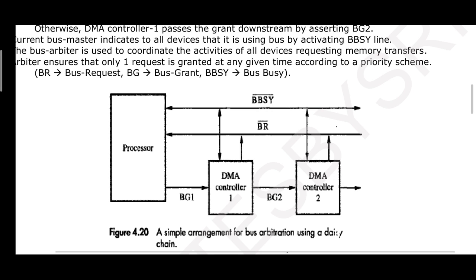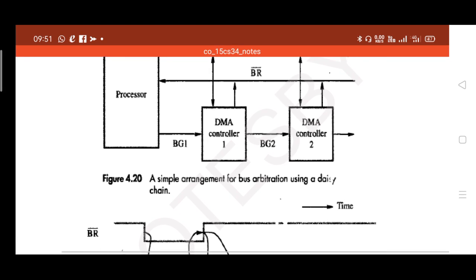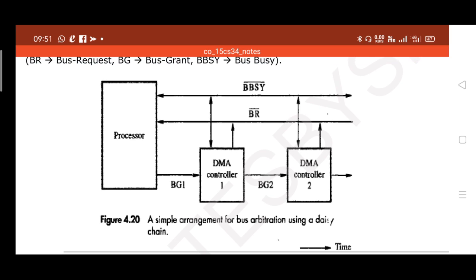If the bus is free, definitely an acknowledgement will be sent to the particular device saying bus granted. BG stands for bus grant signal. Once the bus grant signal is sent, immediately the bus busy line will be activated to indicate to the other participants that the bus is granted to so and so member. You have to wait till the completion of its process. Very simple concept. Please try to understand. If you understand the diagram, definitely you can write your own explanation.